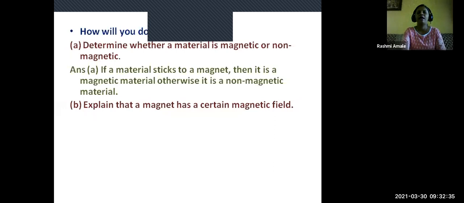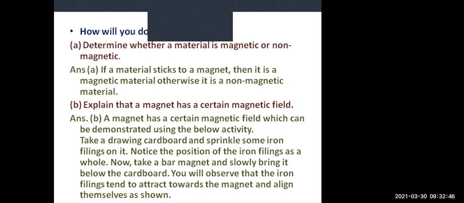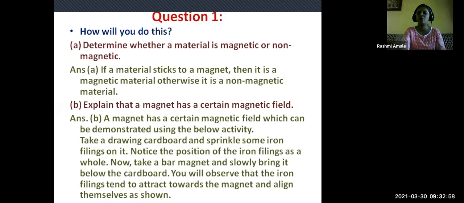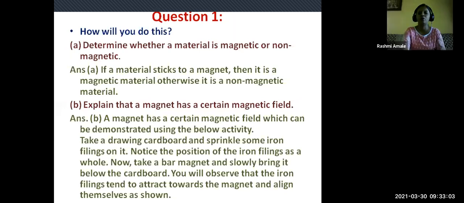Explain that a magnet has a certain magnetic field. So how will you explain that there is a magnetic field around the magnet? I will tell you this. A magnet has a certain magnetic field which can be demonstrated using the below activity. We are going to do an activity, then only can we demonstrate the magnetic field. Take a drawing cardboard and sprinkle some iron filings on it. Listen carefully, children. Notice the position of the iron filings as a whole. Now take a bar magnet and slowly bring it below the cardboard. You will observe that the iron filings are attracted towards the magnet and align themselves as shown.